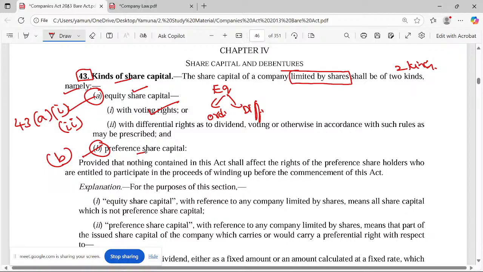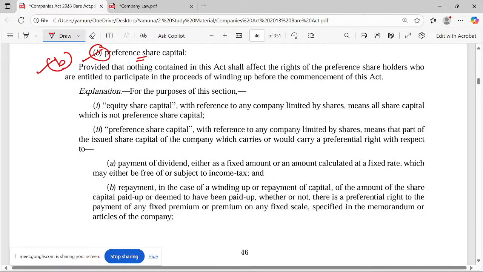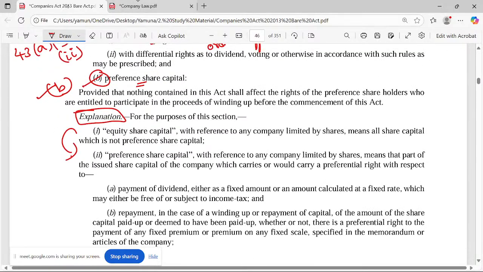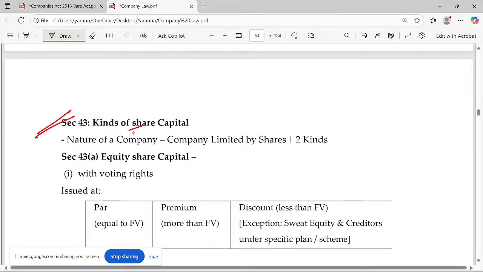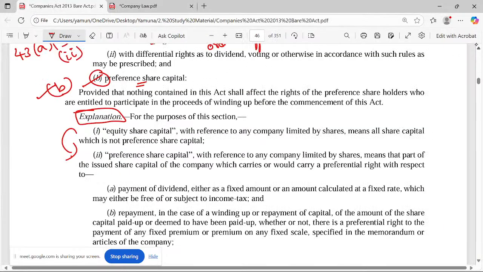Then we go for preference share capital, which follows from Section 43 subsection B. Below that, we have the explanation, which carries a lengthy part. Now from the study material: kinds of share capital, nature of a company, for which company is it applicable? Company limited by shares. So if this is your question in your exam, how are you going to present this?